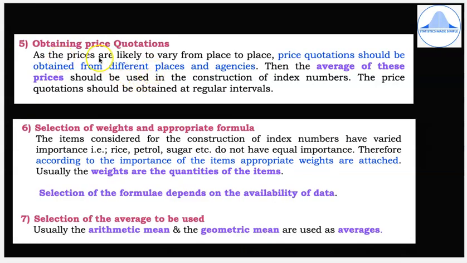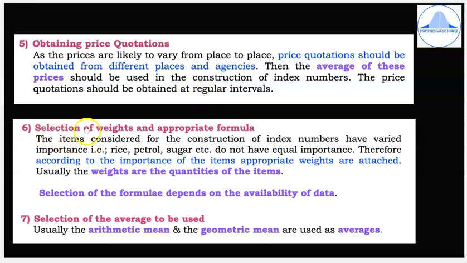Under the fifth point, that is obtaining price quotations, you can mention that because the prices are likely to vary from place to place, price quotations should be obtained from different places and agencies. Then the average of these prices should be used in the construction of index numbers. And also these price quotations should be obtained at regular intervals.